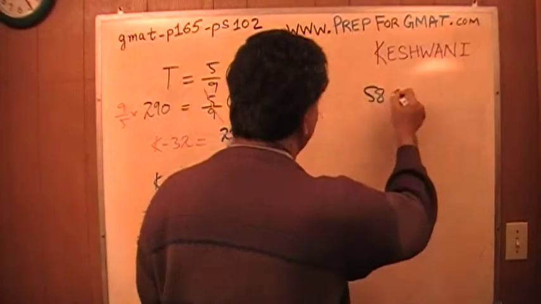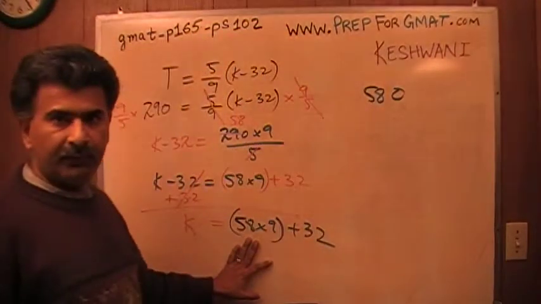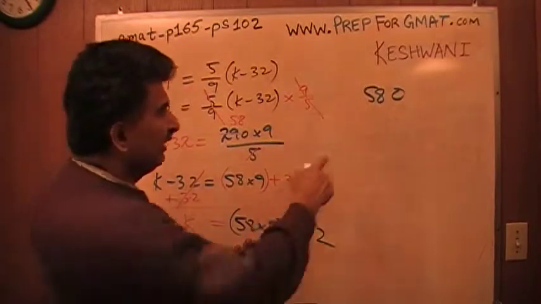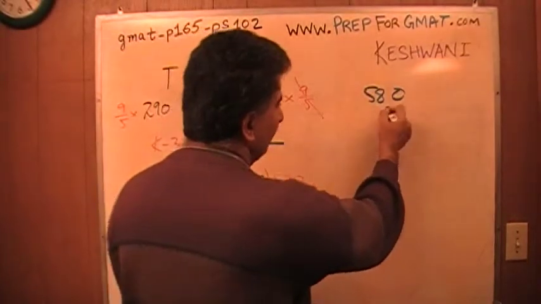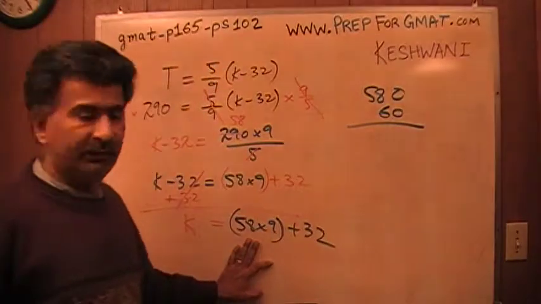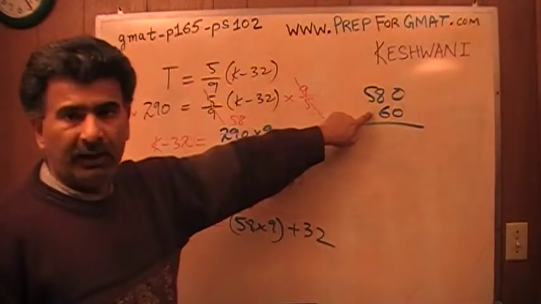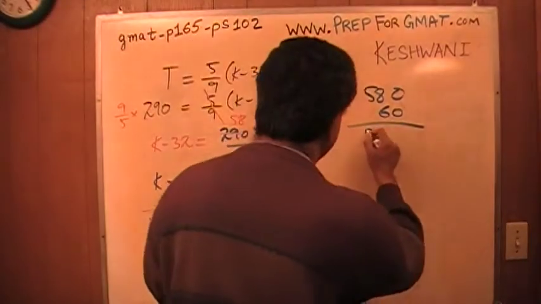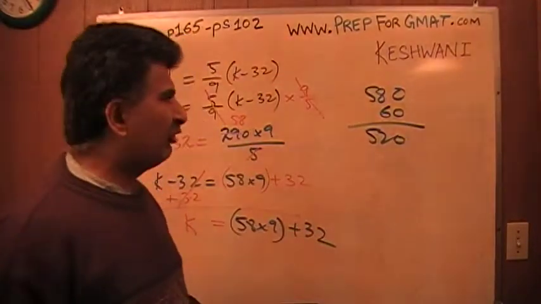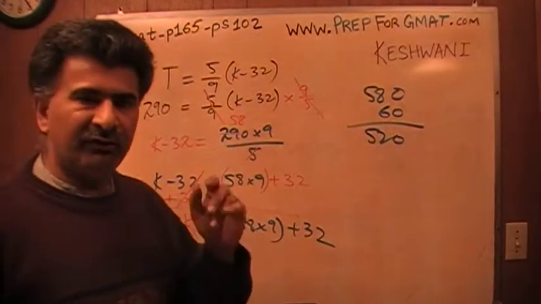I know that 58 times 10 is 580, isn't it? So 58 times 9 must be this quantity minus 58. So I'm going to subtract 58. You see, there is my 58. I just approximate it. It's 520. And what allows me to approximate 58 to 60?